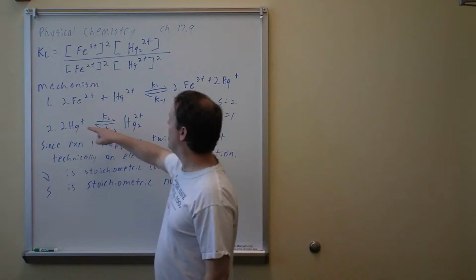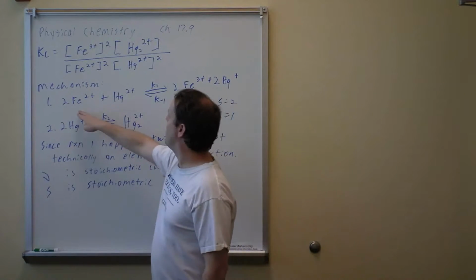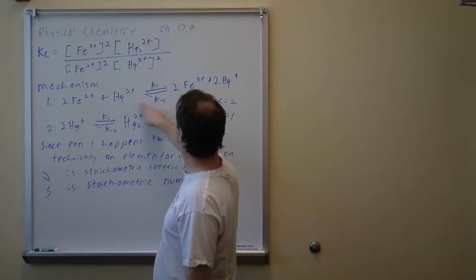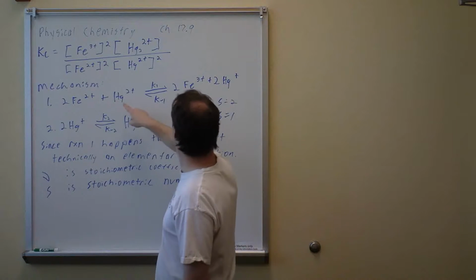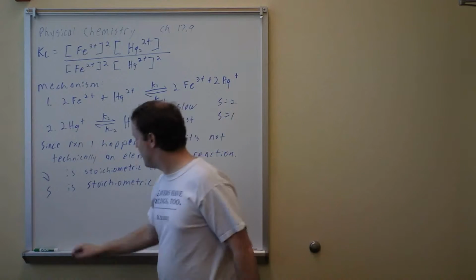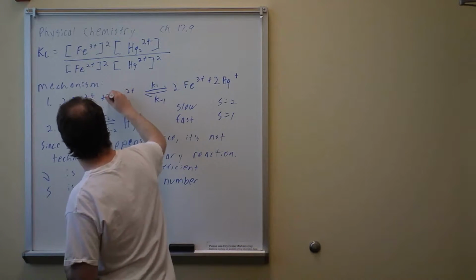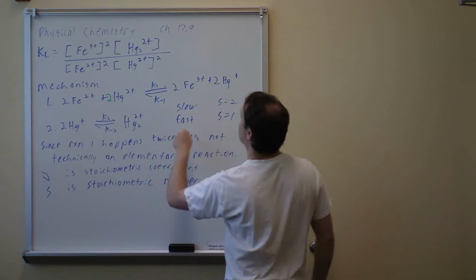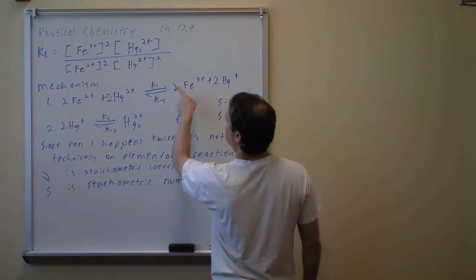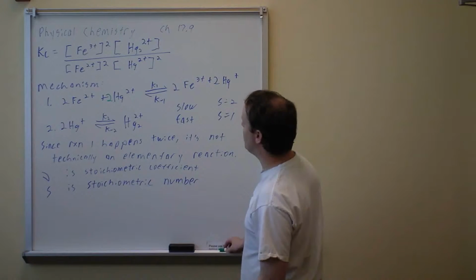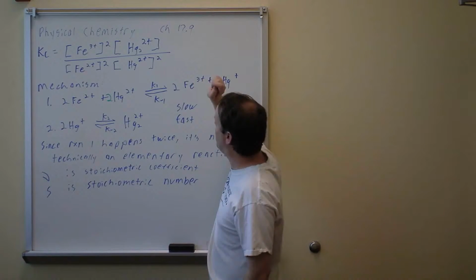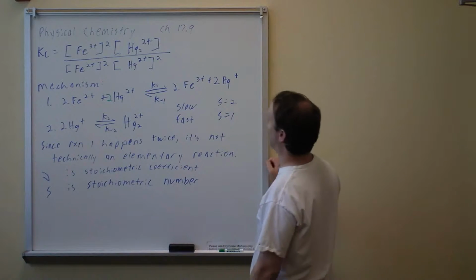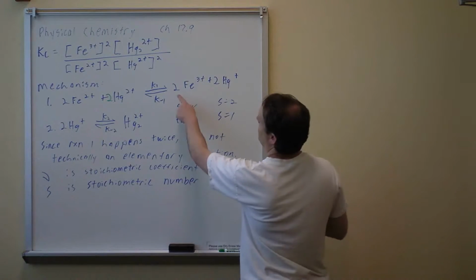Now this is our proposed mechanism we're going to look at to see how it works out. What we're saying is there's the first step. We're going to have 2 Fe2+ and 2 Hg2+ in equilibrium. I think I forgot a 2 there. Yeah, there must be a 2 there. Fix that. So for this elementary step, we're just going to say k1 for the forward rate constant and k minus 1 for the reverse rate constant.